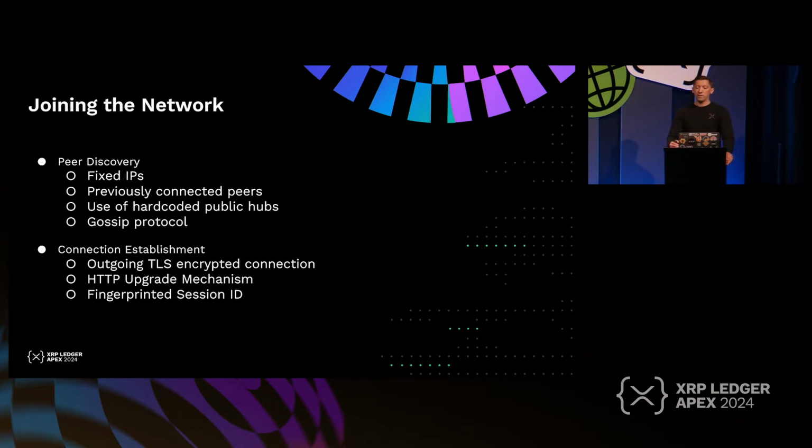And lastly, we have the gossip protocol. Once you establish this connection, peers will share information with one another about their peer connections, as well as nodes who have made requests to connect with them.